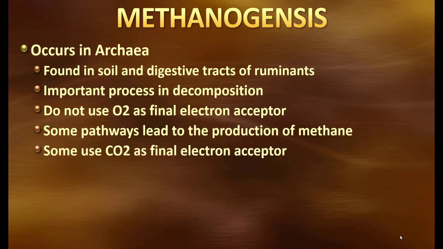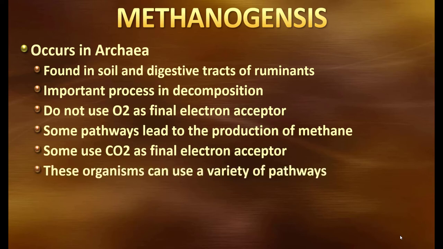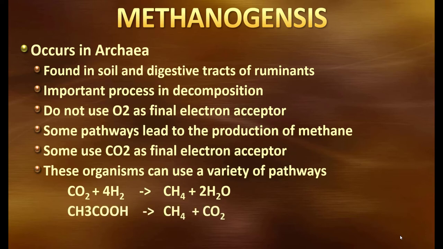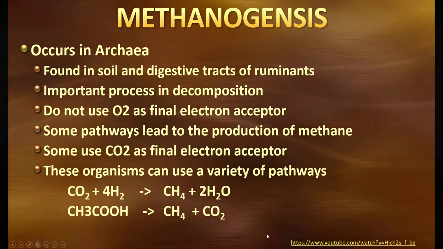Some of them will use carbon dioxide as that final electron acceptor and also produce methane. As we said, there's a variety of pathways, but we'll just look at a couple here. In some pathways, we take carbon dioxide at the end and we add hydrogen, producing methane and water. And then sometimes we will take this hydrocarbon and produce methane and carbon dioxide. So it just depends on the pathway. And again, these are only a few of the pathways. There's many more pathways that methanogens can use. Here we'll take a look at a video that's related to methanogenesis.